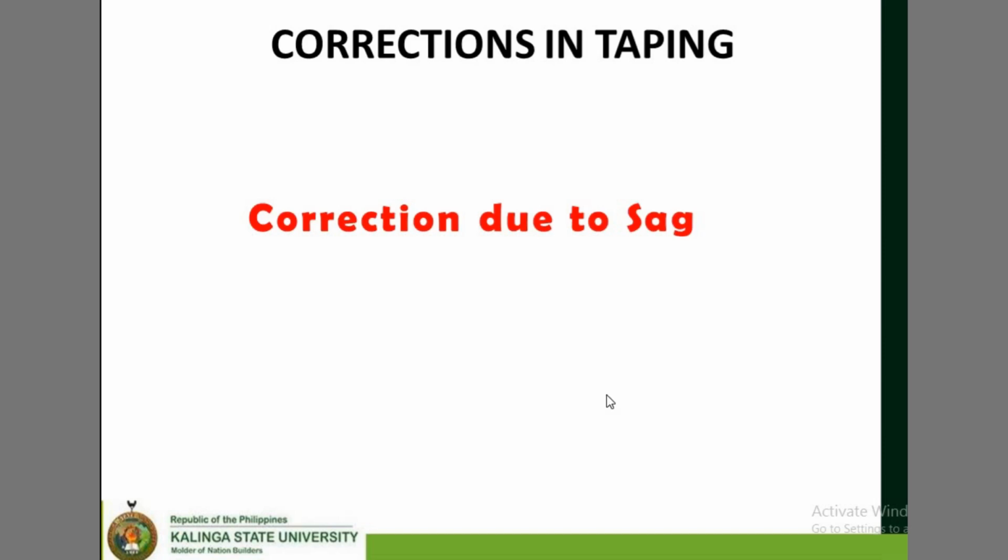Correction due to sag. Di ba kapag hindi nyo masyadong hinihila yung tape is nagsasag yung ating tape. Now, we have to take into consideration also yung correct, yung error na yun kasi malaki yung effect nun, yung sag na yun doon sa measurement ng ating horizontal distance.